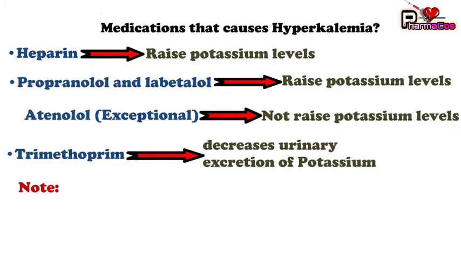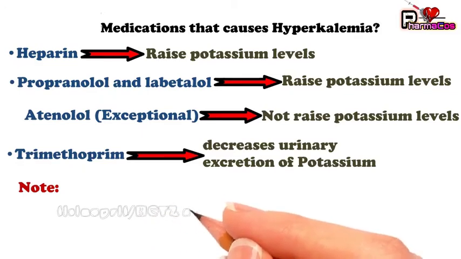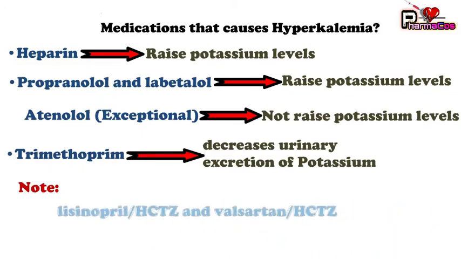ARBs and ACE inhibitors exist in many combination pills with hydrochlorothiazide, like lisinopril-hydrochlorothiazide and valsartan-hydrochlorothiazide. These kinds of combo pills have one medication that raises potassium level and another that lowers it, ultimately resulting in normalized potassium levels. These medications come with a low risk of causing potassium abnormalities. So this is all about hypokalemia and hyperkalemia and the medications which induce hypokalemia and hyperkalemia.